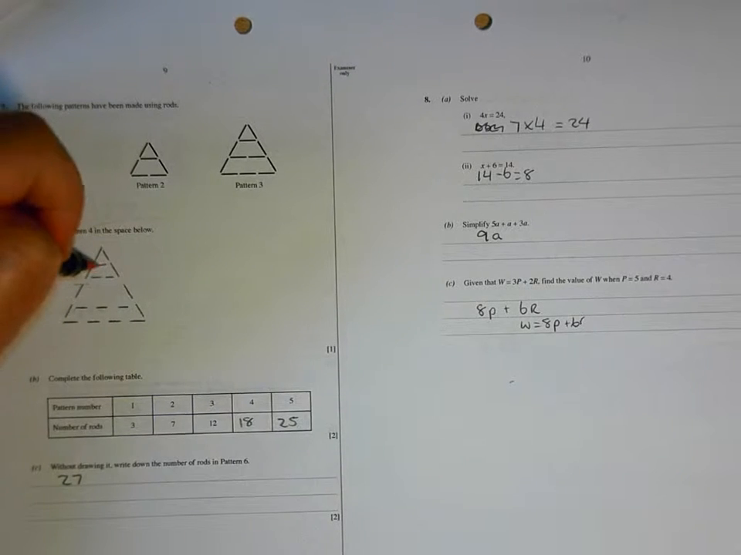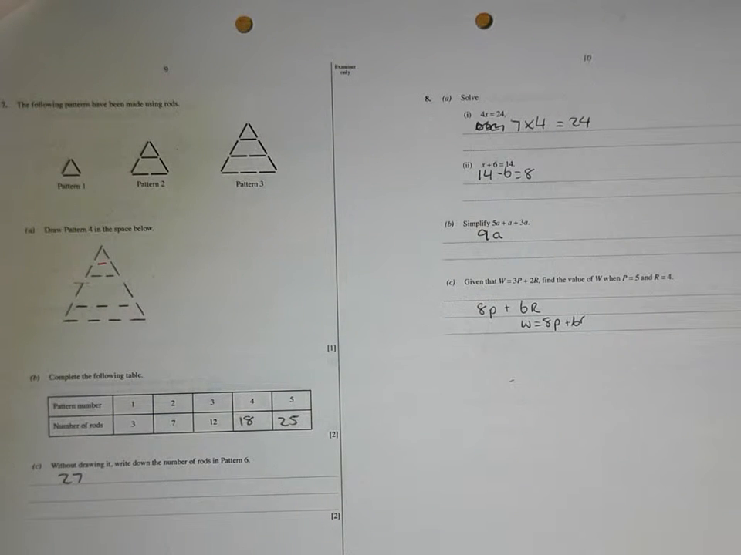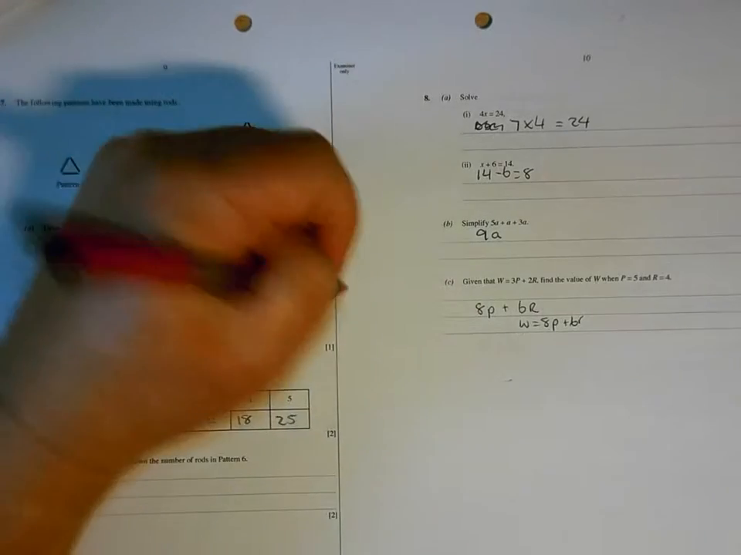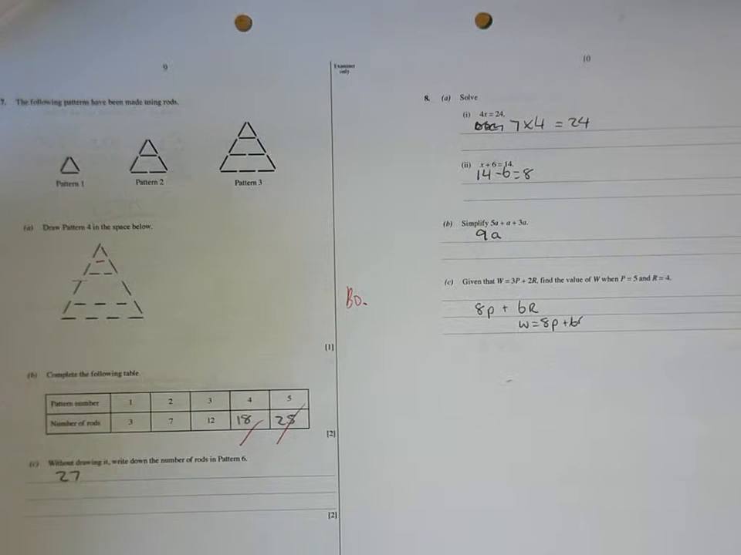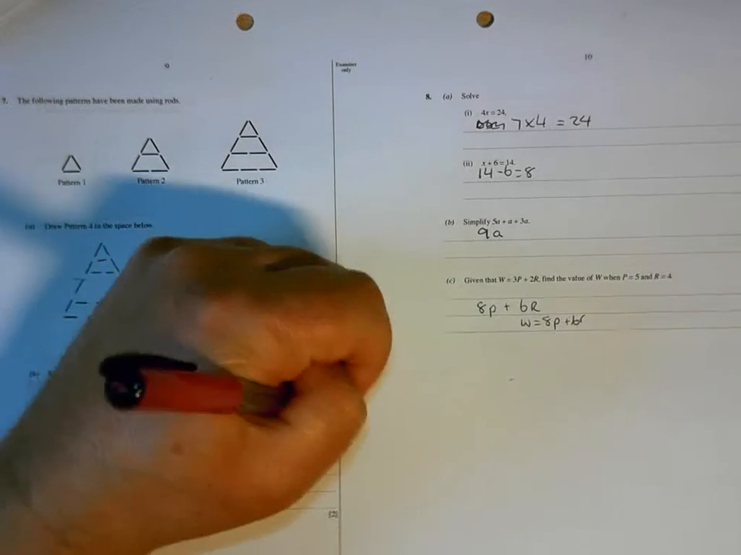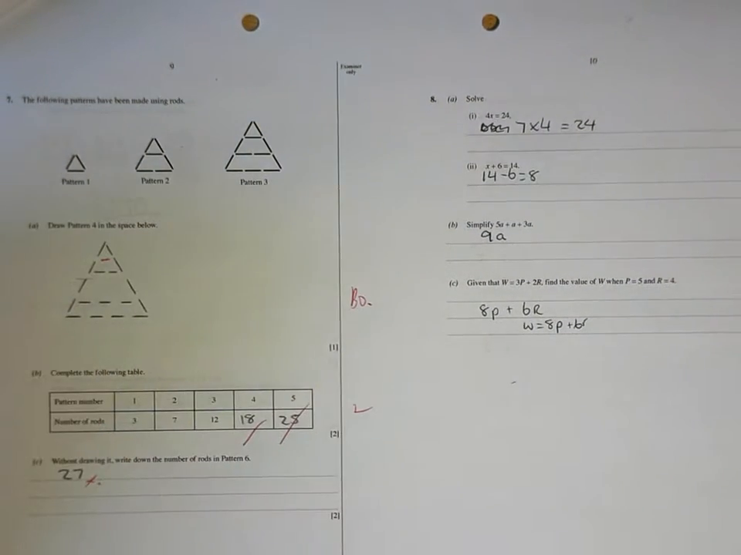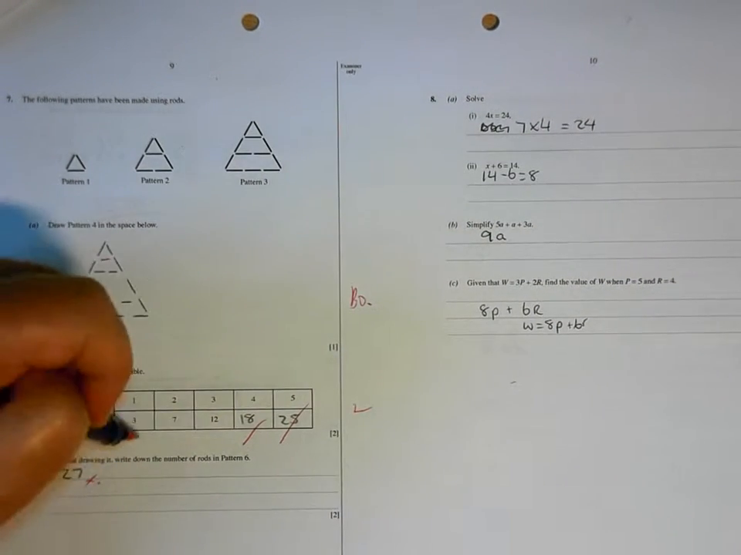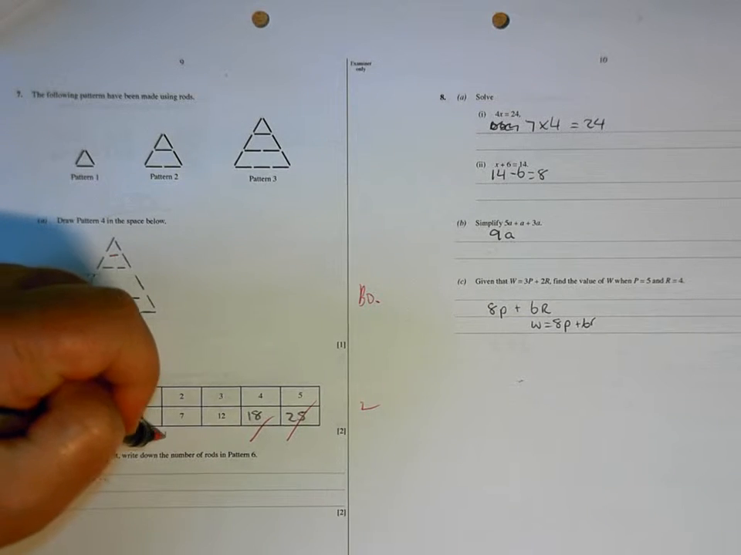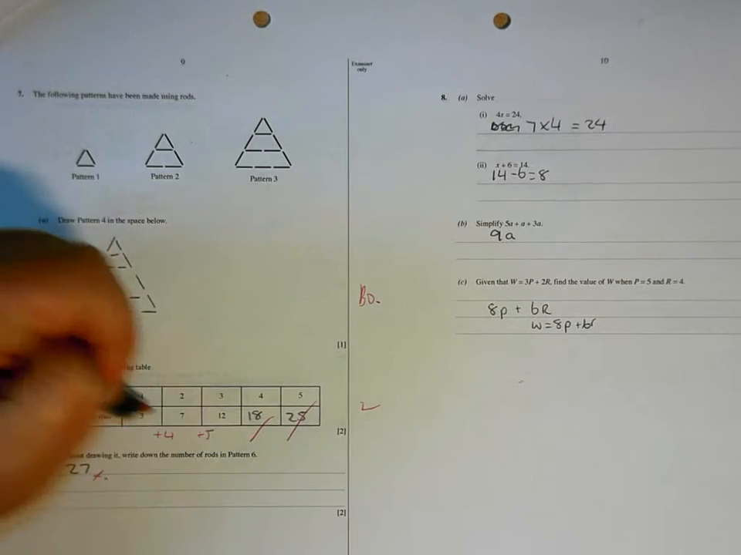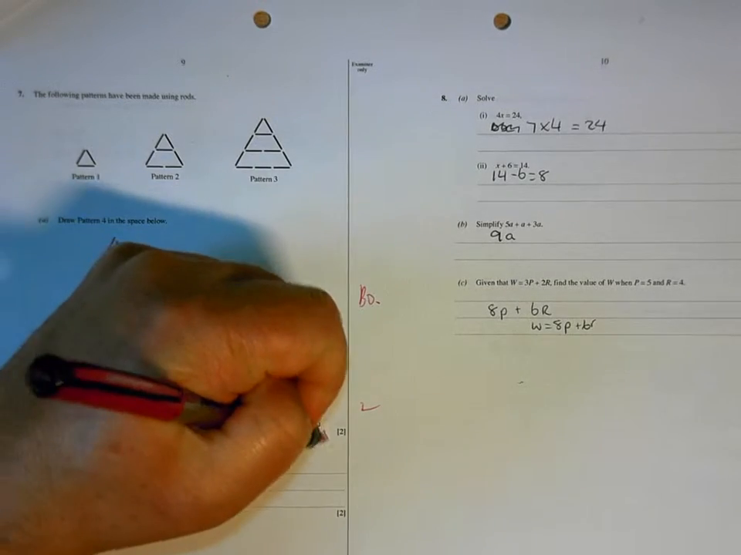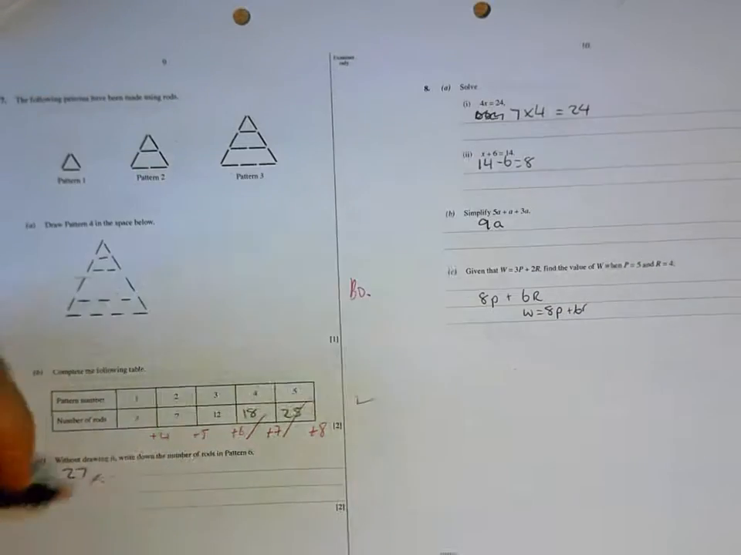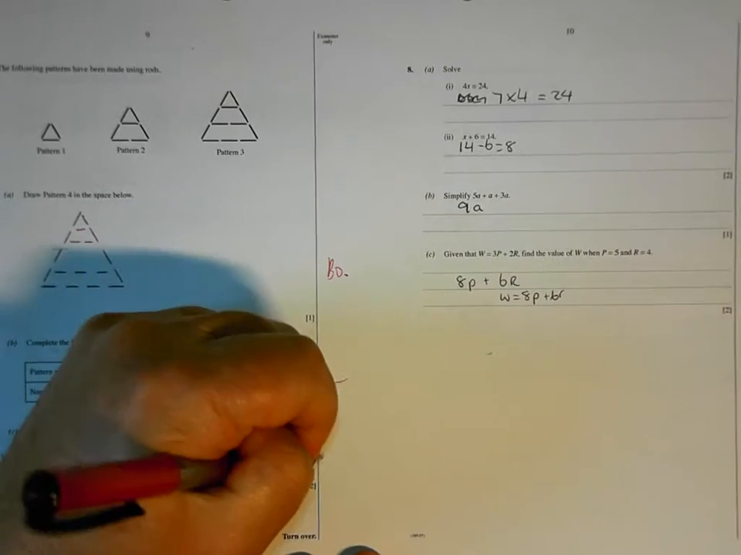You've missed out a match there, so you're going to lose that mark. Those 2 are correct, but that one's wrong. Okay, if you look at how the pattern is developing here, first of all you're adding 4, then you're adding 5, then you're adding 6, then you're adding 7, so you need to add 8 to 25, which isn't 27.